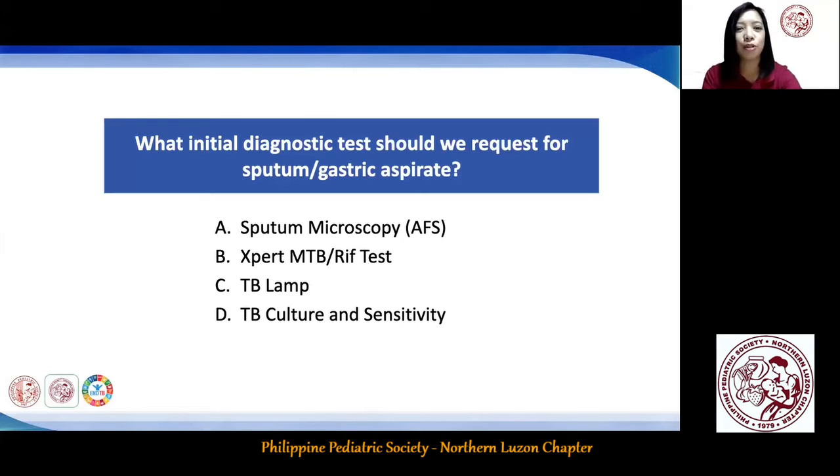Let us look at the poll. Most still think that it's sputum microscopy, and some say it's gene expert. We'll know the answer as we go through with the lecture. Can you stop the poll, please?